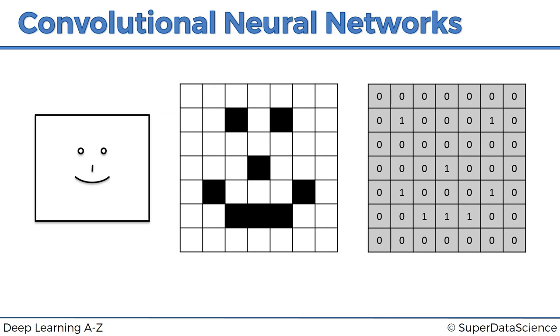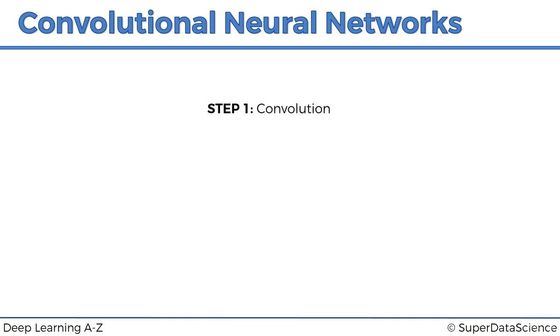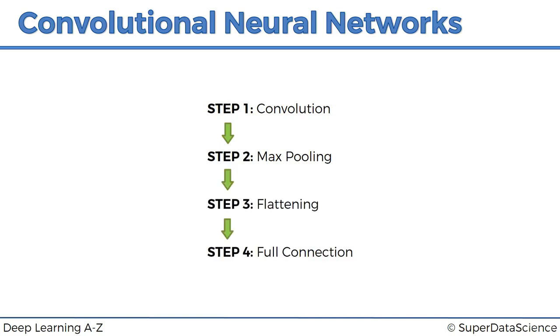And the steps that we're going to be going through with these images are step number 1, convolution, step number 2, max pooling, step number 3, flattening, and step number 4, full connection. And I can imagine that probably none of these words mean much to you at the moment, but by the end of this section of the course, you will understand them in great detail and exactly what they're doing. So we'll get started in the next tutorial.